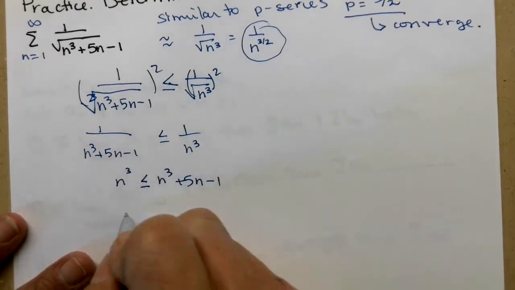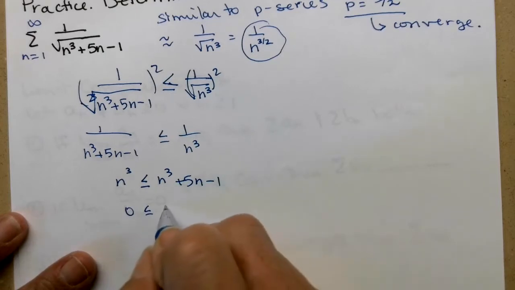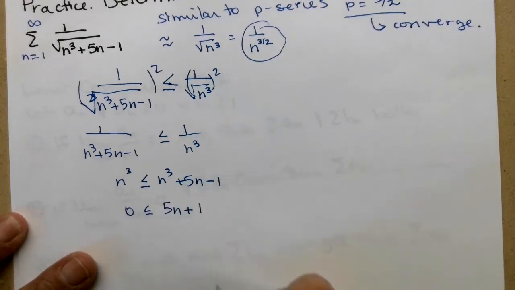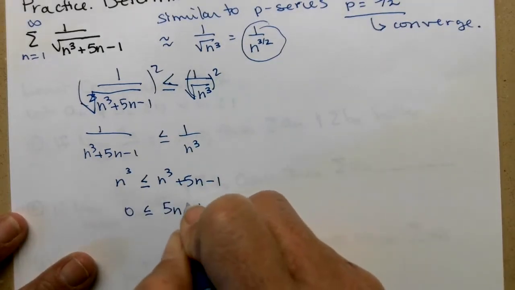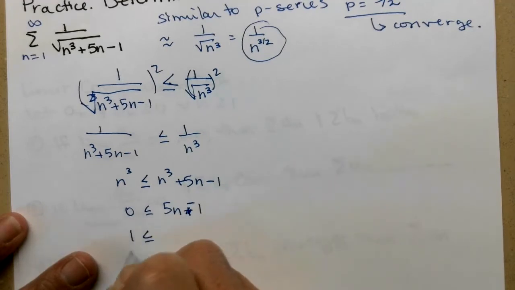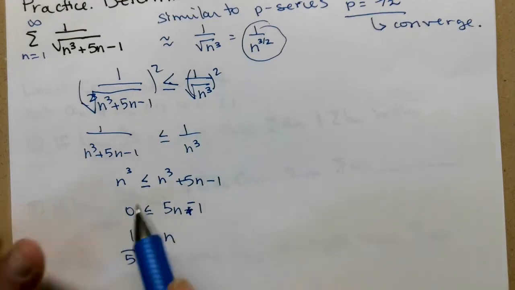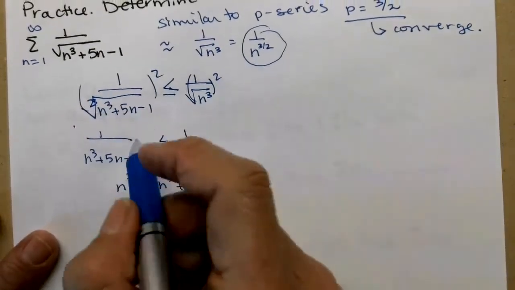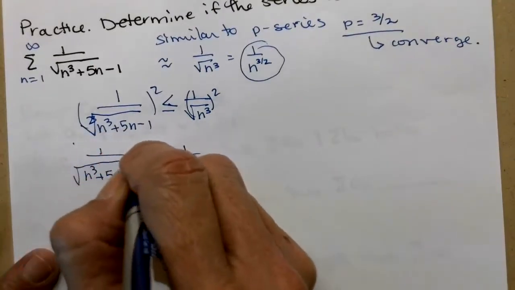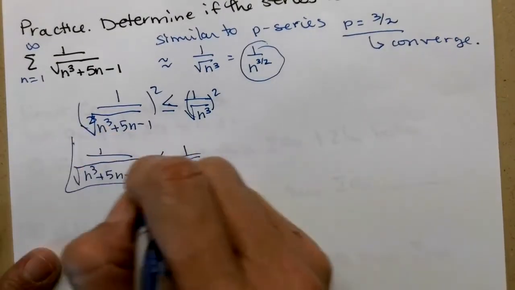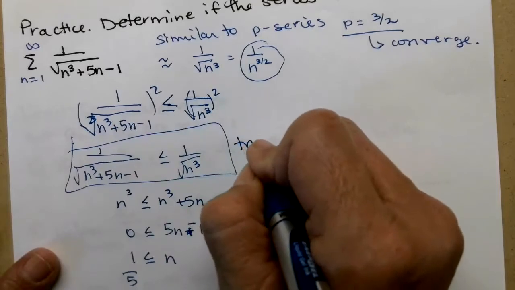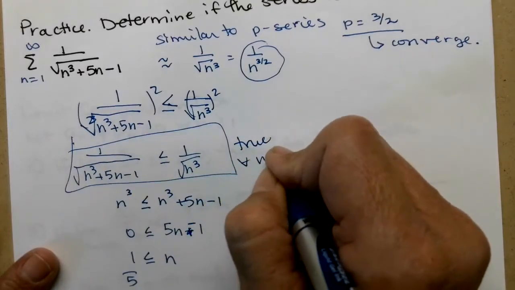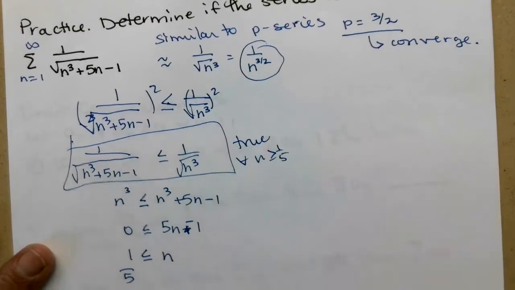So subtract n cubed from both sides. We'll get 0 less than or equal to 5n plus 1. I'm sorry, minus 1. Add the 1 to both sides. Hey, there we've got it. 1/5 less than or equal to n. So this inequality, back up here before I squared, so I'll put the square roots in just so you can kind of see, is true for all n greater than or equal to 1/5.